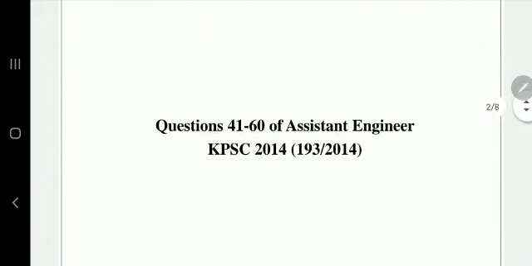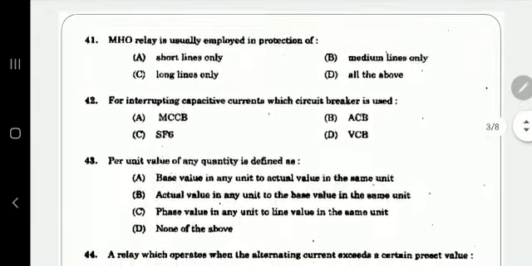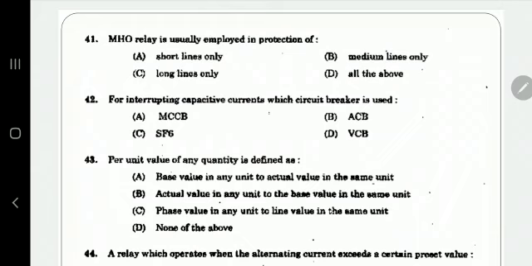In this video, we are going to go through the questions 41 to 60 of the Assistant Engineer Kerala PSC Examination 2014. Let's go through the first question, the 41st question. Mho relay is usually employed in the protection of. The answer becomes C, that is long transmission lines.